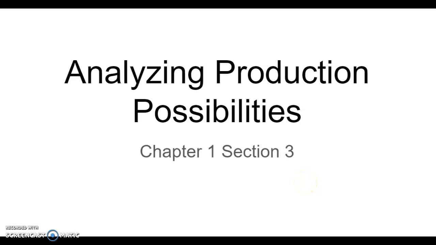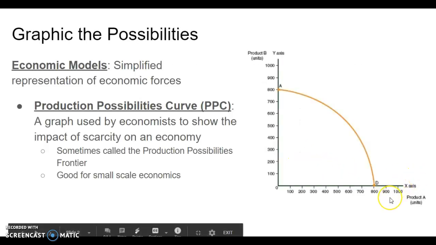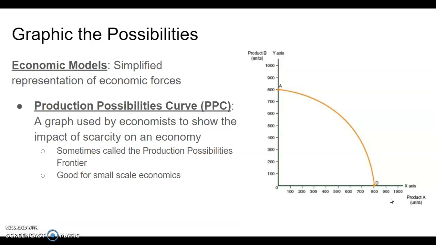Today we're going to be talking about analyzing production possibilities. This is Chapter 1, Section 3. So the first thing we need to talk about are economic models. These are simplified representations of economic forces. We will talk about many different types of economic models throughout this course.